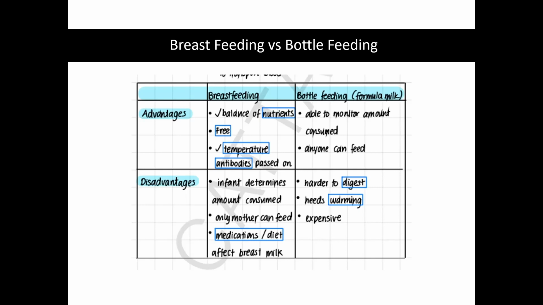Okay, so the advantages between breastfeeding versus bottle feeding is that breastfeeding has a balanced nutrients, it's free, the temperature is right, and antibodies are being passed on together. And bottle feeding is that you're able to monitor the amount being consumed, and anyone can feed. And disadvantages is that the infant determines the amount consumed, only mothers can feed, and the medication and or diets affects breast milk together. And bottle feeding is harder to digest and needs warming, therefore the milk powder, the milk content is expensive.